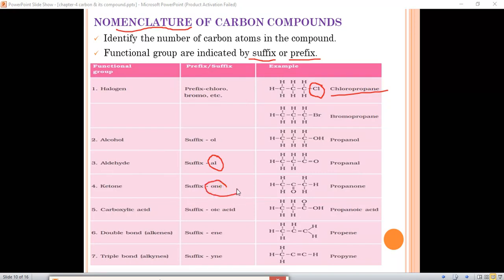For ketone, we use the suffix -one, O-N-E. Again, we'll count the number of carbon atoms: 1, 2, 3. Propanone, O-N-E.